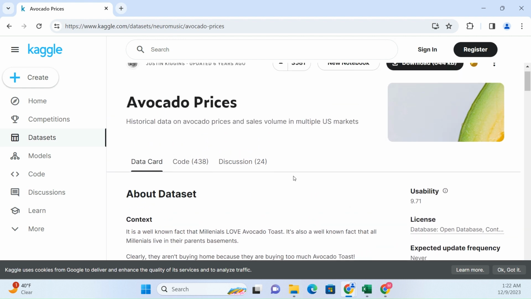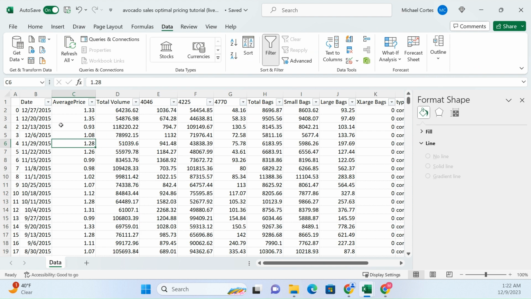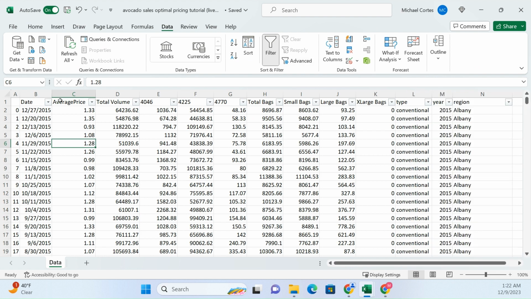Let me tab over to the data now. So this is what the data looks like. You have your price over a date range, your price for a certain day, average price, and how many units were sold. You have these other columns which are the different PLU numbers of specific avocados that were sold. We're not going to get too much into that. We're just going to cut this data down to something simple that we can illustrate the method of optimal pricing.